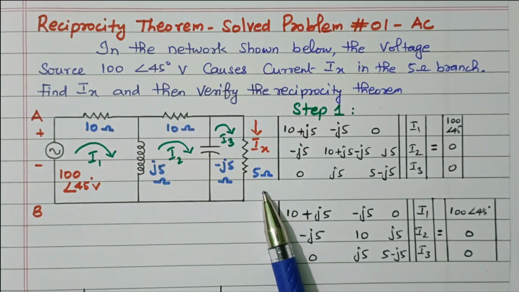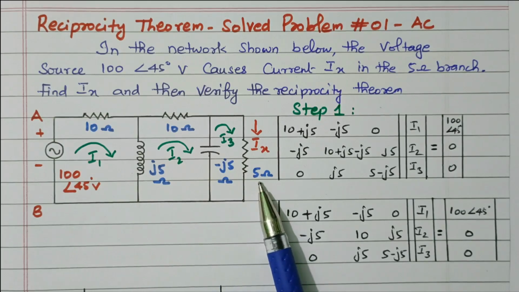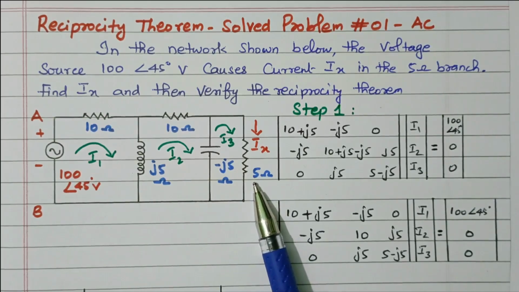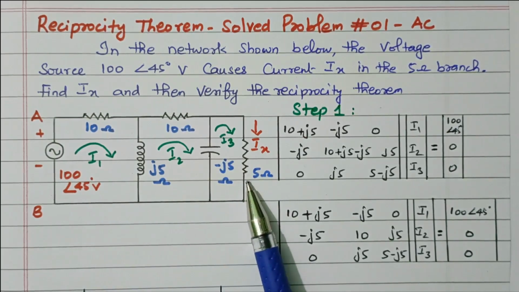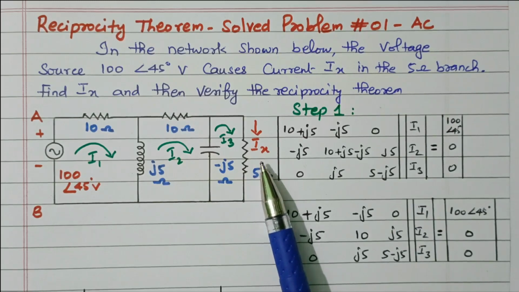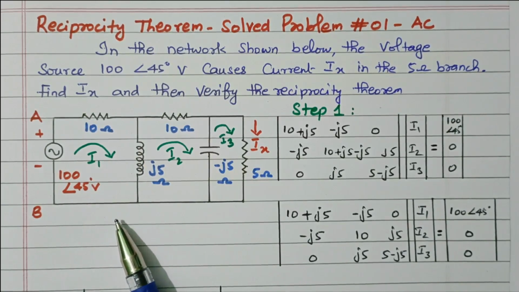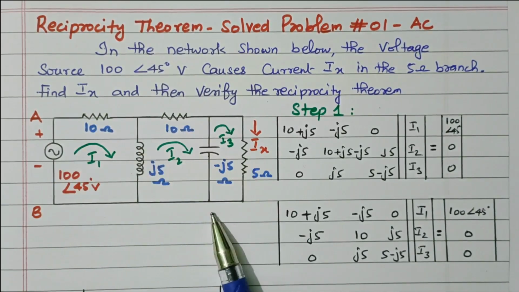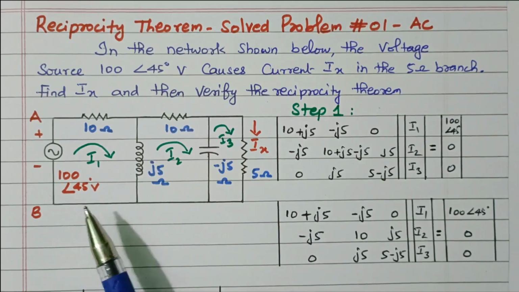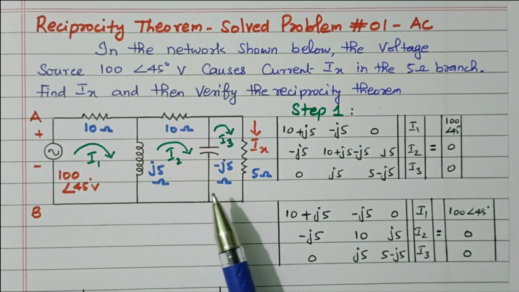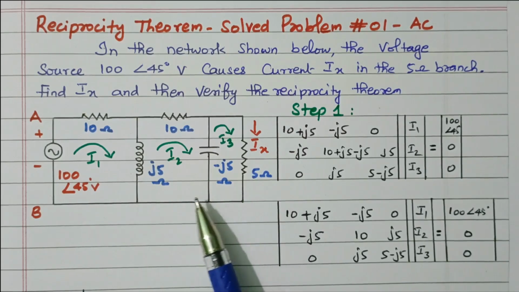The reciprocity theorem says: the voltage source is available in branch 1, and we are calculating the current in branch 3. Based on the reciprocity theorem, the voltage source in branch 1 should be transferred to branch 3 so that the current in branch 3 will reflect in branch 1. So that is the reciprocity theorem. First we will consider the circuit as it is and find the Ix value. In step 2, we will transfer the voltage source to the third branch and find the current in the first branch. That should be equal to this Ix. The currents should be equal.